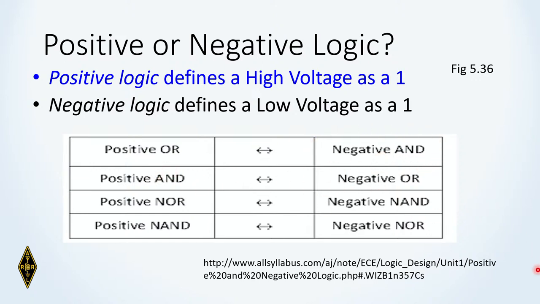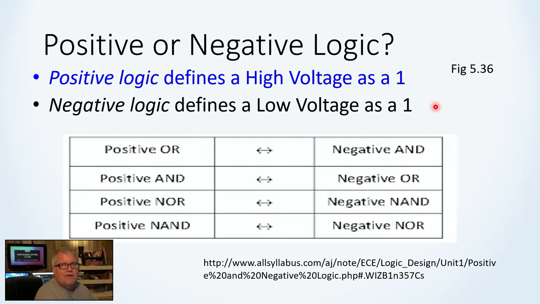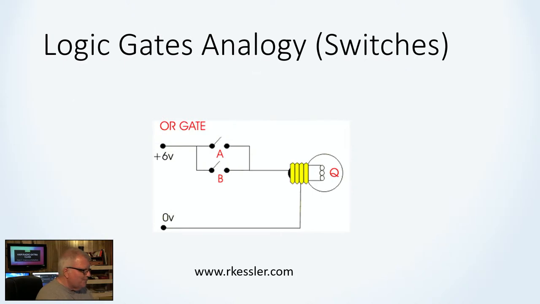I don't want to blow your mind about it, but it is sometimes true that digital designers would switch between positive logic and negative logic because they only had AND chips, or they only had OR chips. So it got to be a nightmare, really, but hopefully that won't be visited on you.